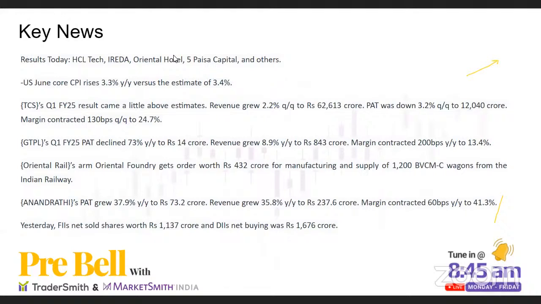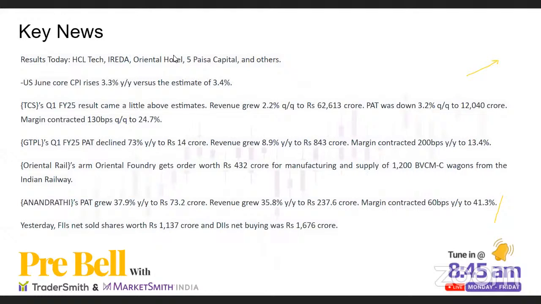June quarter earnings have started to come out, especially from the IT companies. TCS has started to announce their results. TCS has come up with a good set of results. The estimates have been taken care of and results have come a little above estimates. Revenue for the quarter has increased 2.2% sequentially to 62,000 crores of rupees. Profit on the other side was down 3.2% sequentially to 12,000 crores of rupees. On the margin front, there was a contraction of 130 basis points to 24.7%. Even though the PAT and margins have declined, still the estimates have been beaten.